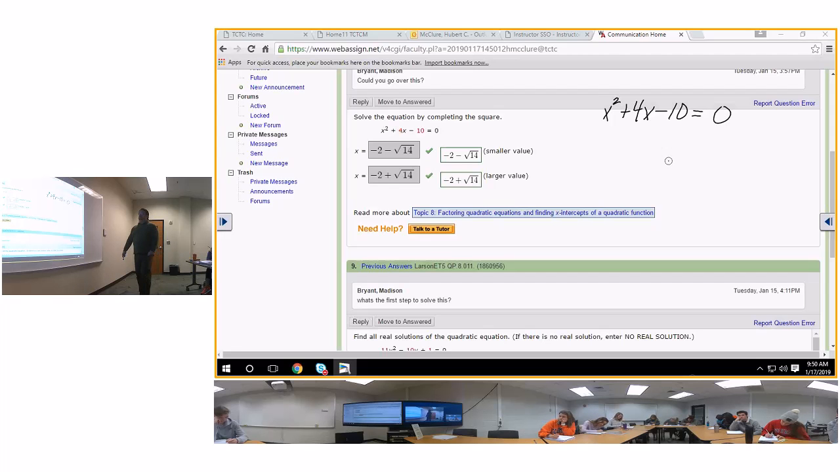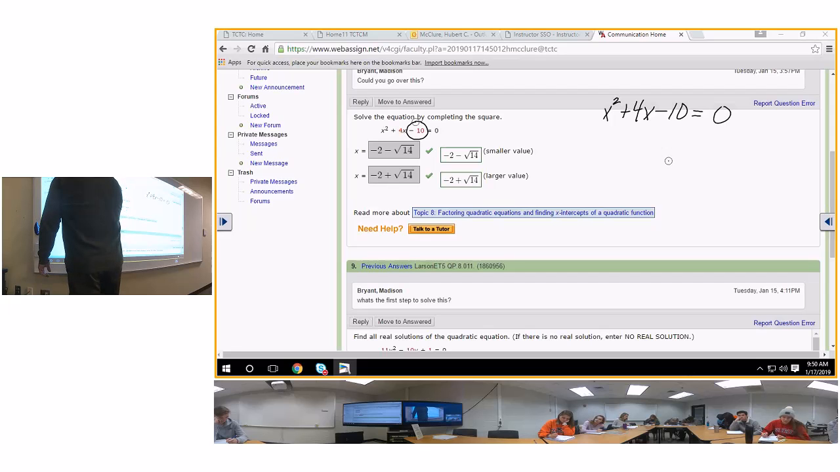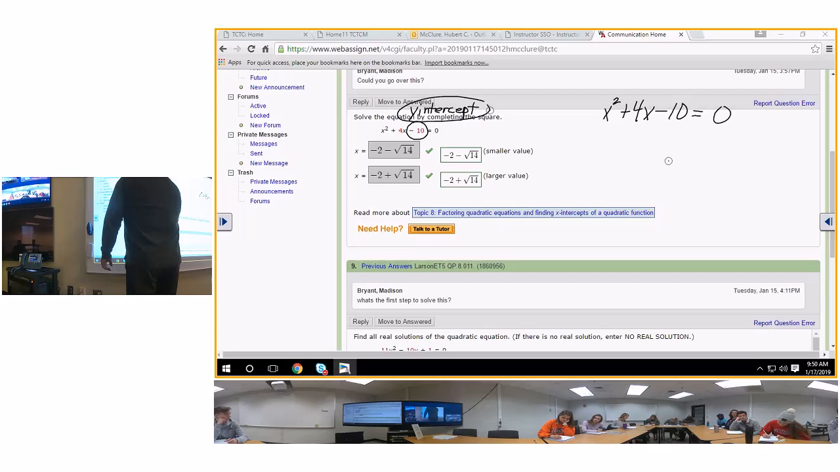Now, everybody knows what the y-intercept is. What's the y-intercept? Negative 10. Good job. Somebody taught you that. There it is, negative 10. So even if you don't know what you're doing, you can still find the y-intercept, right?